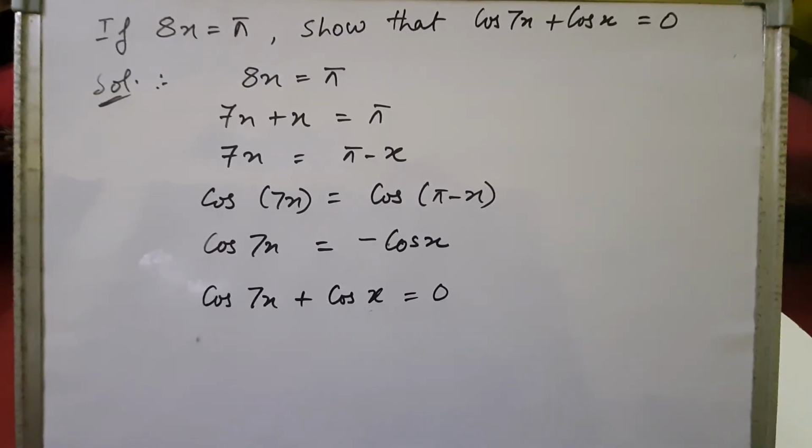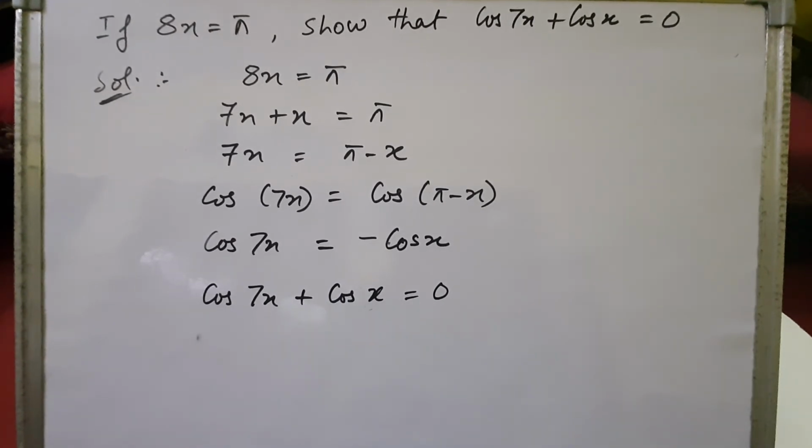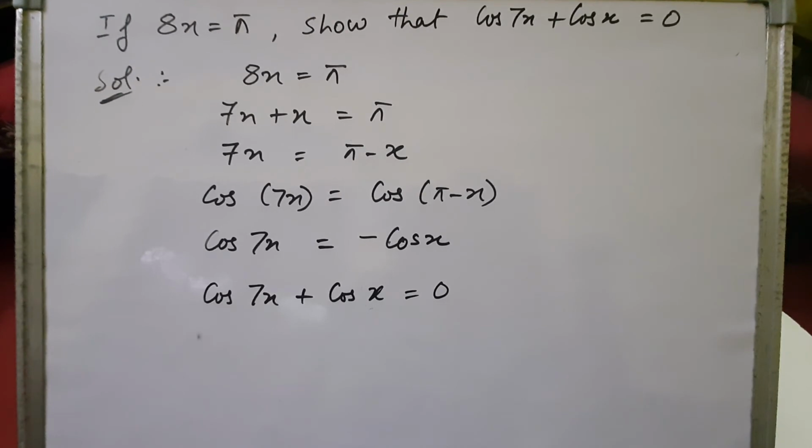Let's see another sum, children. In this sum, the question says if 8x equals pi, show that cos 7x plus cos x equals 0. This is our question. It is given 8x equals pi and we have to prove that cos 7x plus cos x equals 0. Let's see the solution.